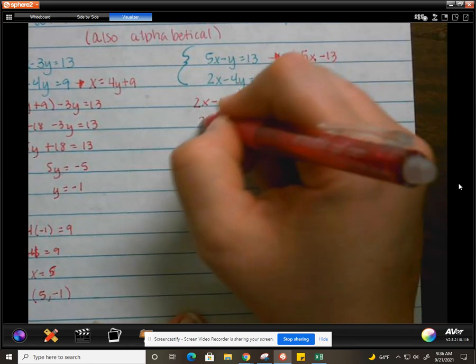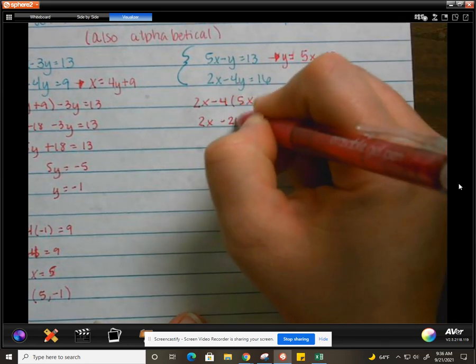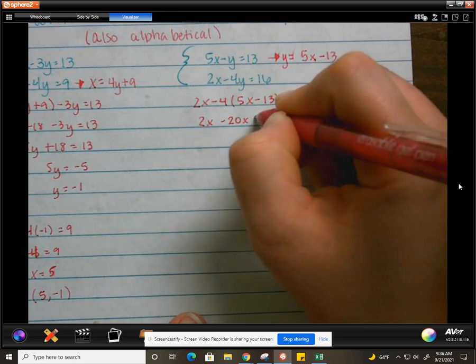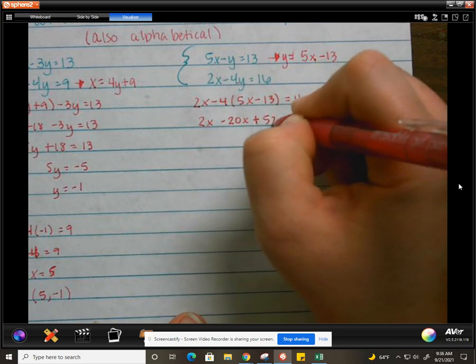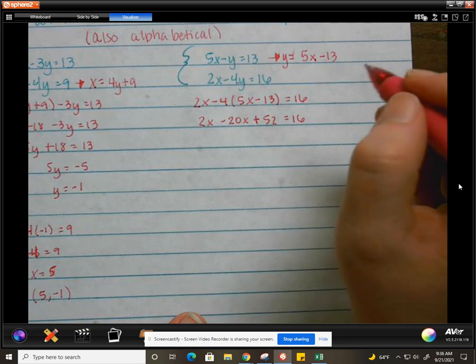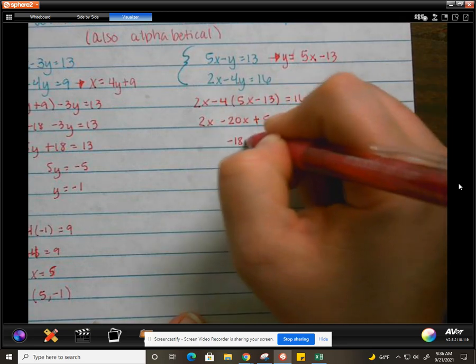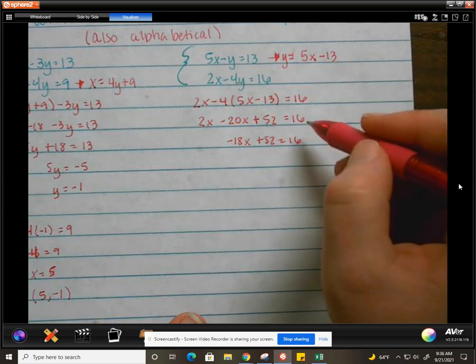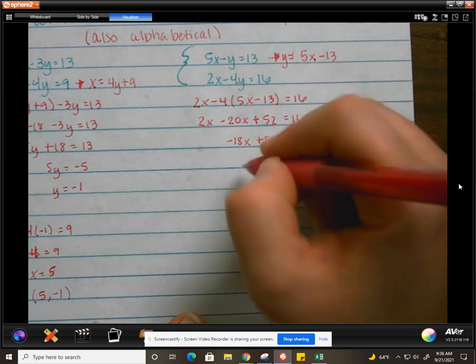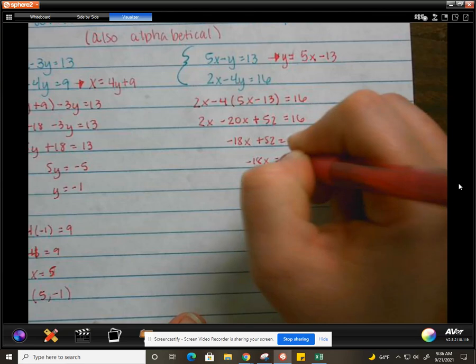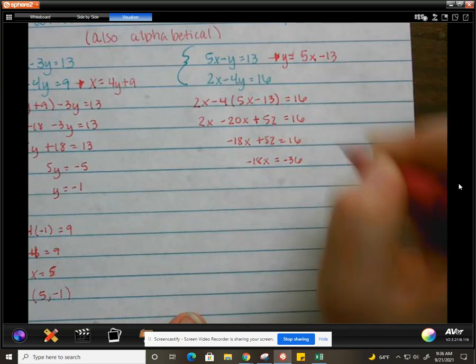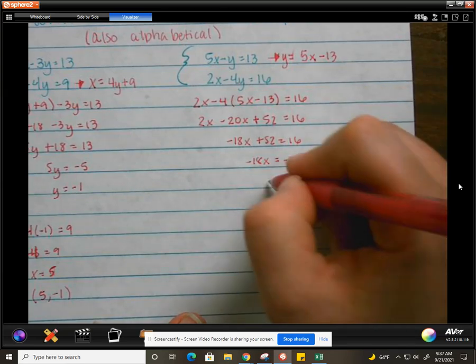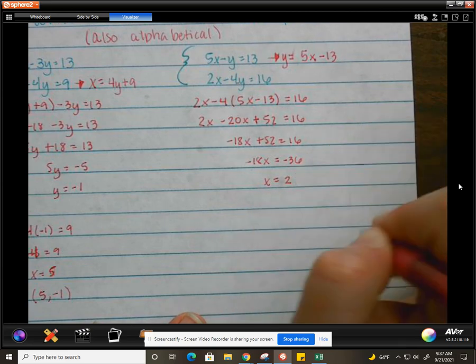Okay, from here I get 2x minus 20x, and this will be a plus 52 equals 16. When I combine, I get negative 18x plus 52 equals 16. When I subtract my 52 over, I'm going to get negative 18x equals negative 36. And then when I divide by negative 18, I'm going to get x equals 2.